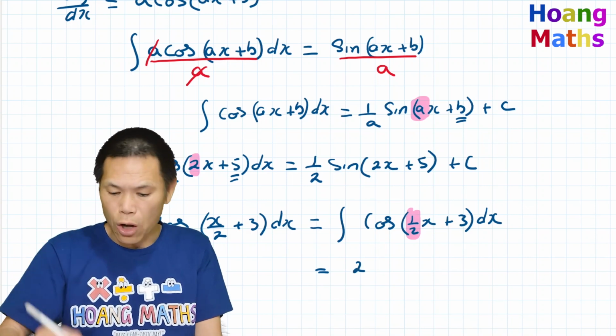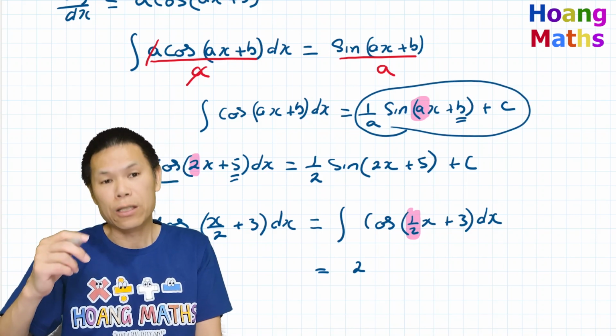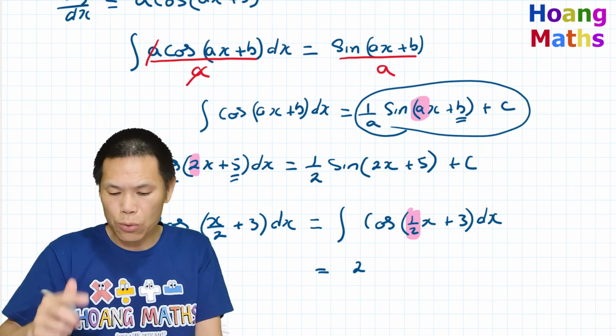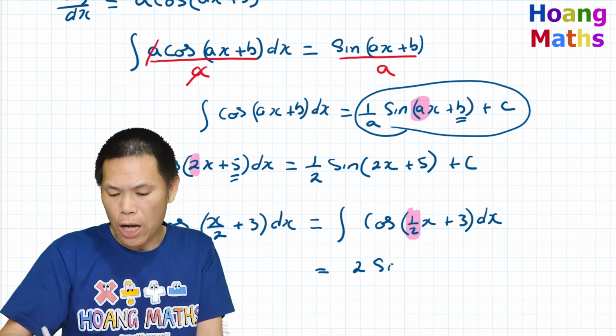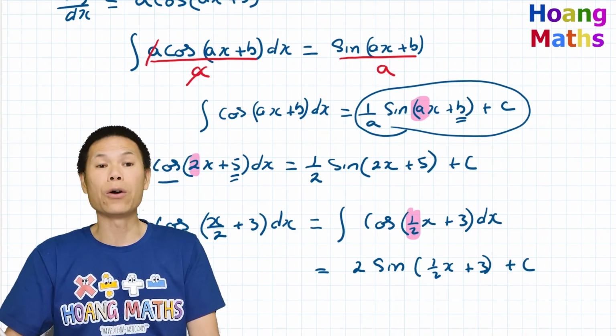And then this cos becomes sine. We just apply this rule here. So 1 over a, so 1 over 0.5 gives me 2. And then now I just write down sine of ax plus b, so a half of x plus b, and b is 3. And we need to add a constant. So there you go, right?